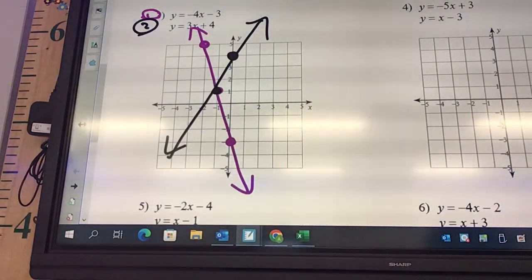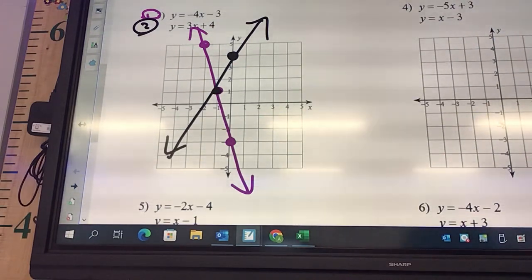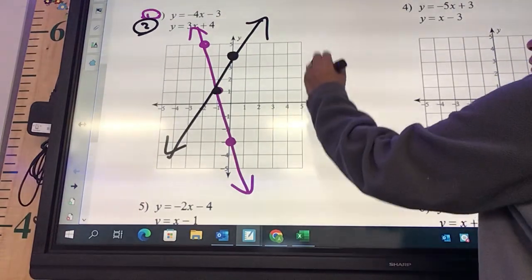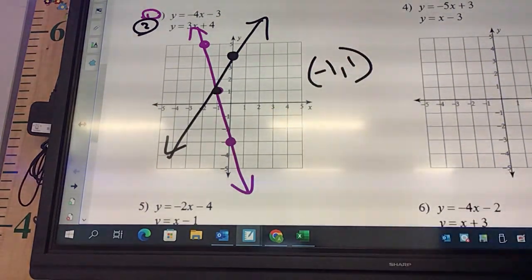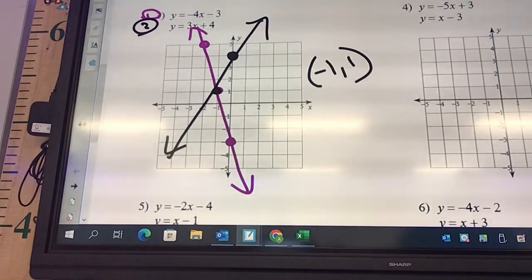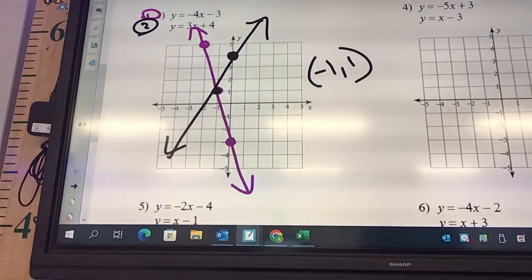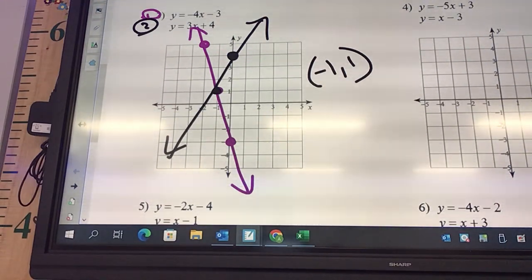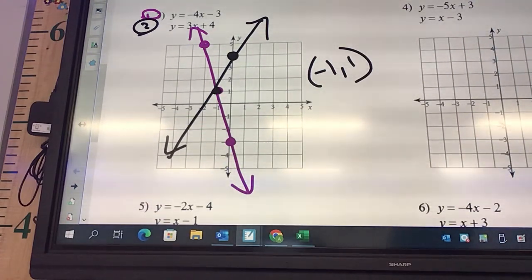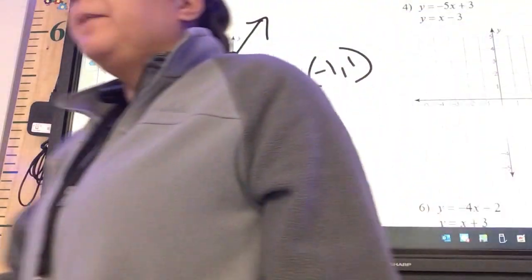Okay, what is the intersection point? -1. What? 1. Can I scroll?